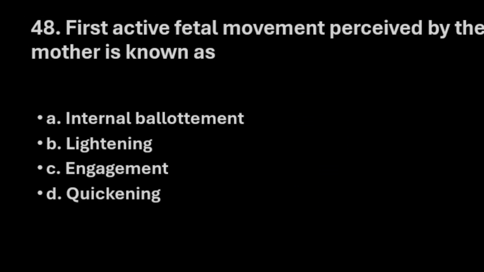Next question. First active fetal movement perceived by the mother is known as: option A, internal ballottement; option B, lightening; option C, engagement; and option D, quickening. Let us see the right answer. The right answer is quickening.